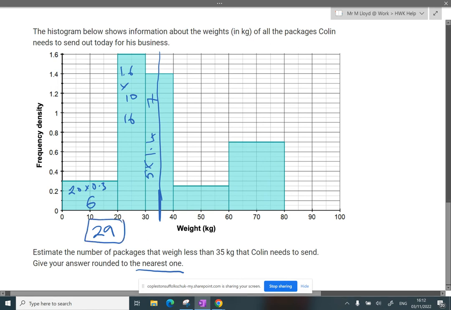29 is the number of packages. So let's just check that question. Estimate the number of packages that weigh less than 35 kilograms. So that's going to be everything from here to the left-hand side.